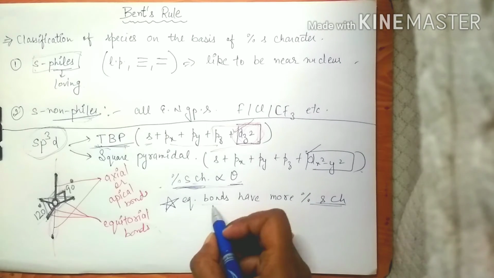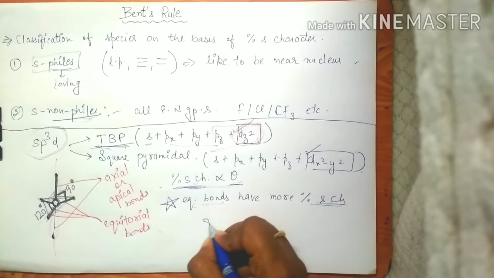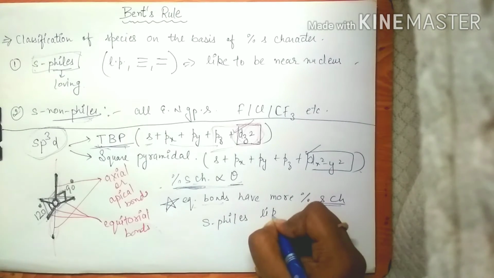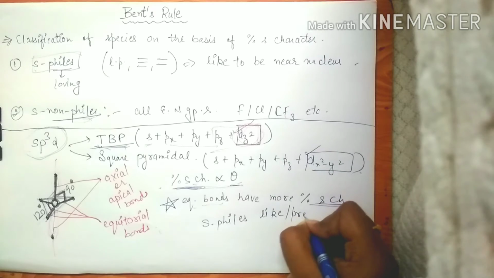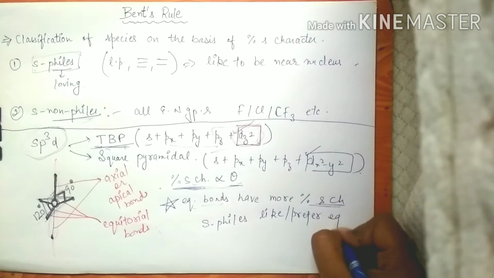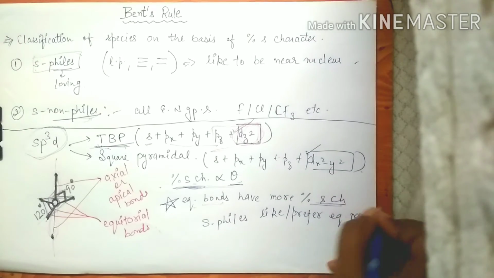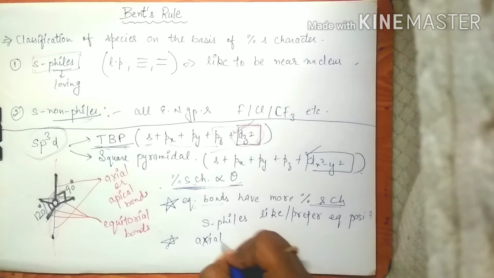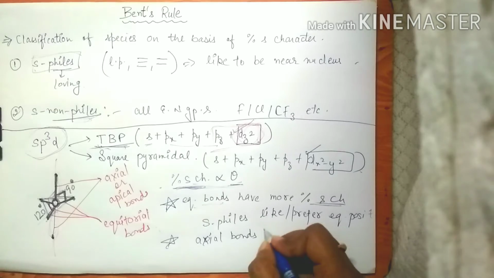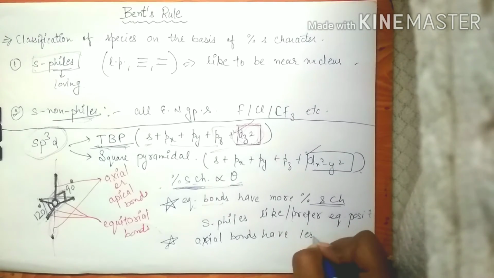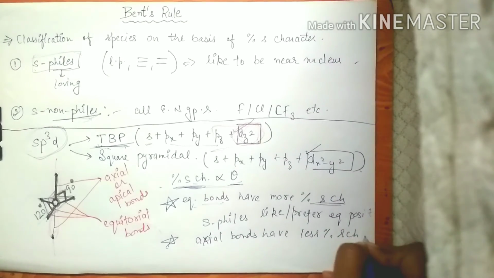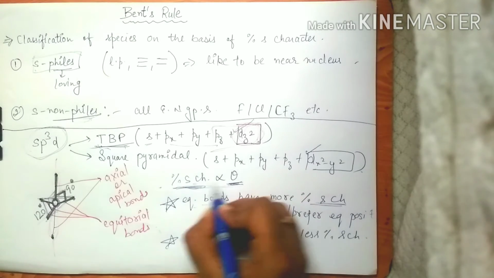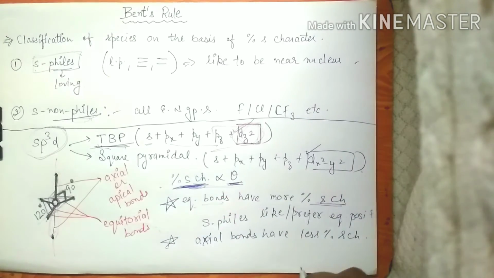So your equatorial bonds, or you can say your s-philes, will like or prefer equatorial positions. Okay, and your axial bonds have less percentage s character. Why? Because axial bonds have less angle. They are having less angle, so they are having less percentage s character.